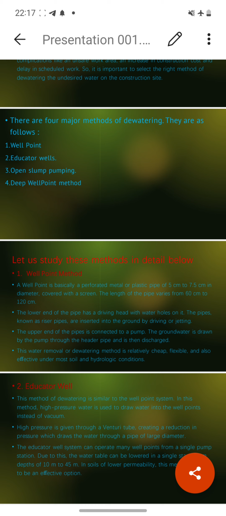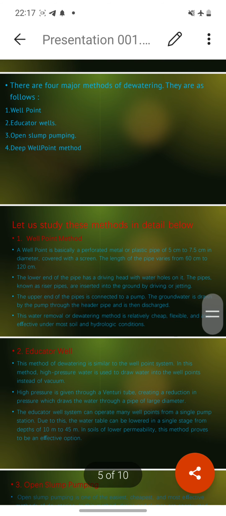Next point, eductor well. This method of dewatering is similar to the well point system. In this method, high pressure water is used to draw water in well points instead of vacuum. High pressure is given through a venturi tube, creating a reduction in the pressure, by which water is drawn through a pipe of large diameter. The eductor well system can operate many well points from a single pump station.